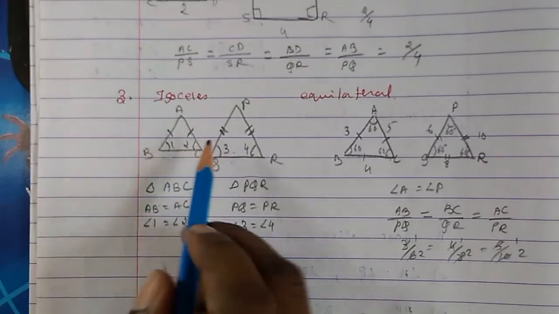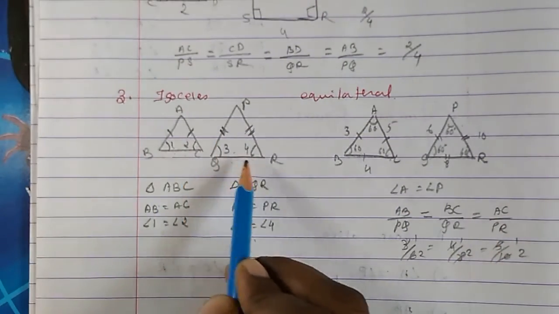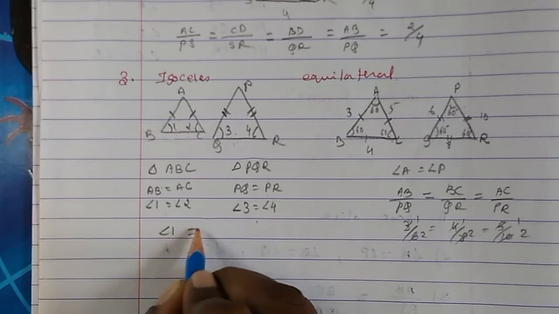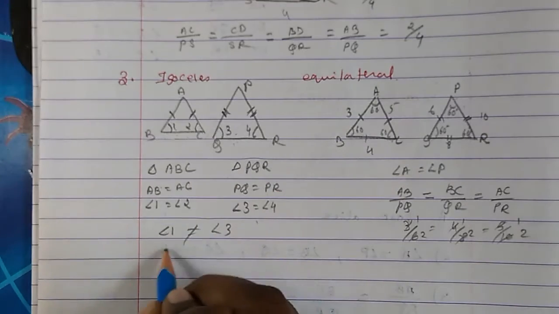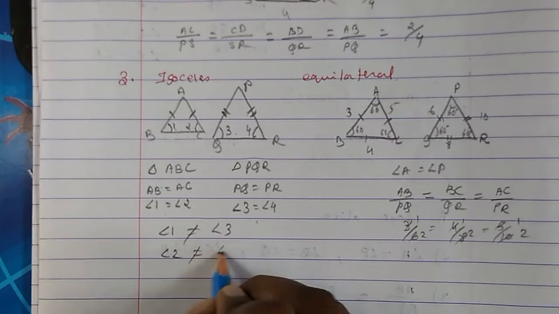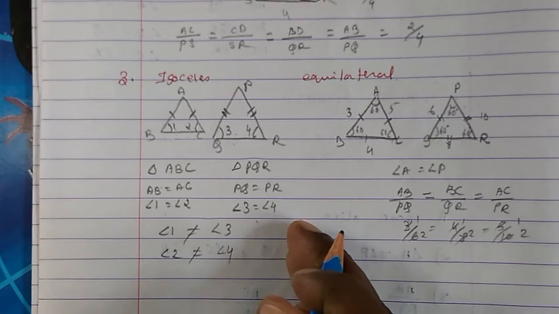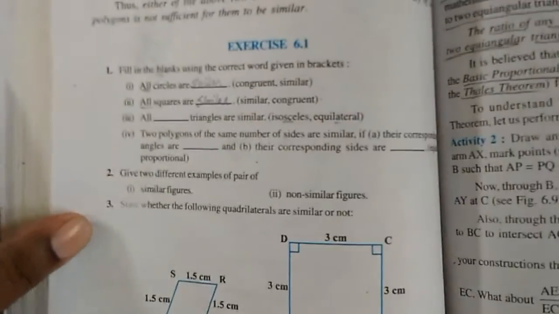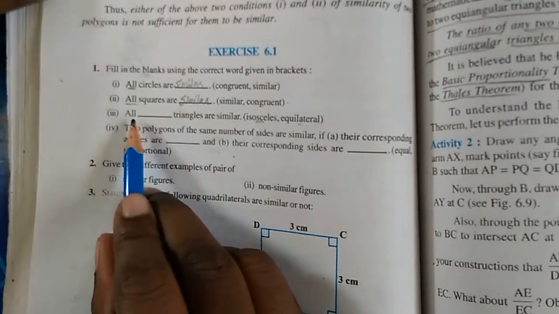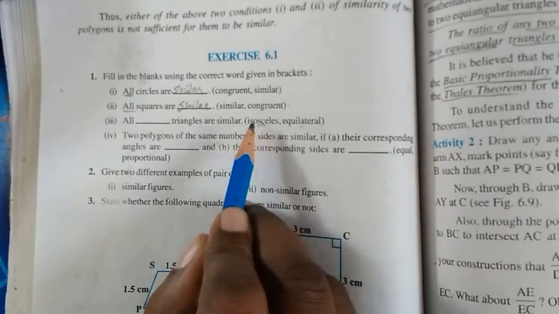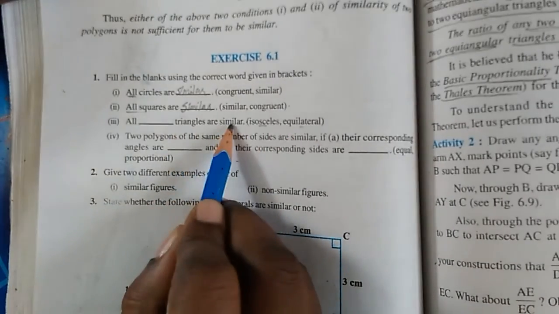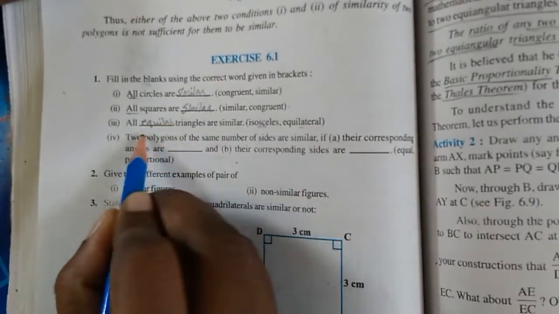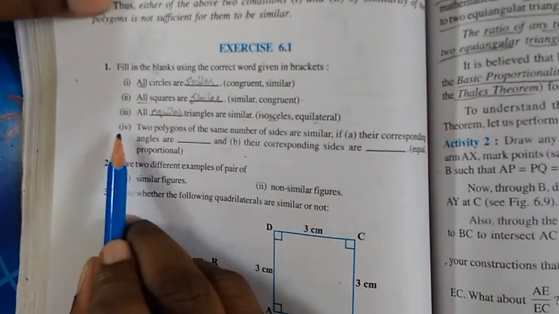Whereas if you take an isosceles triangle, this angle has nothing to do with this angle. So in the first category only, angle 1 has nothing to do with angle 3 and angle 2 has nothing to do with angle 4. So here itself it fails. So the answer will be: all isosceles triangles cannot be similar, but all equilateral triangles are similar. Now let's take the fourth one.